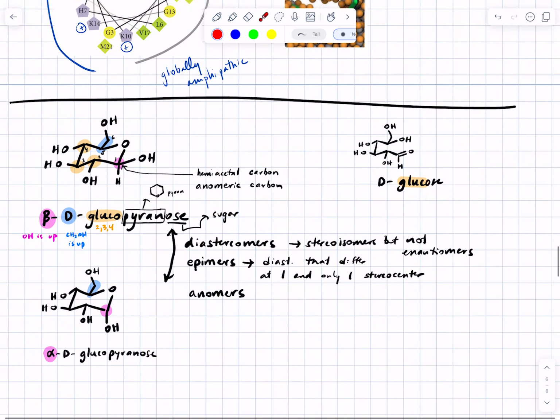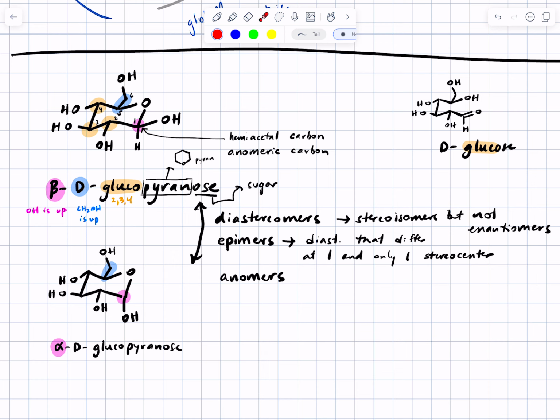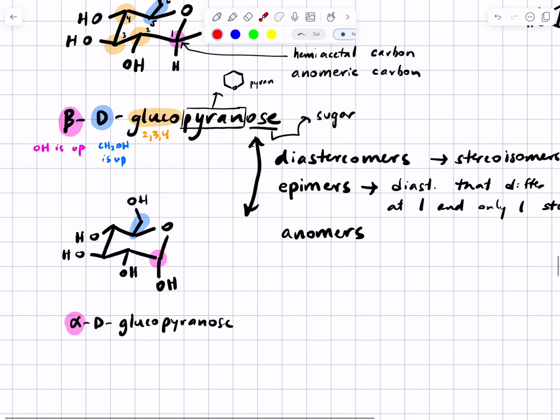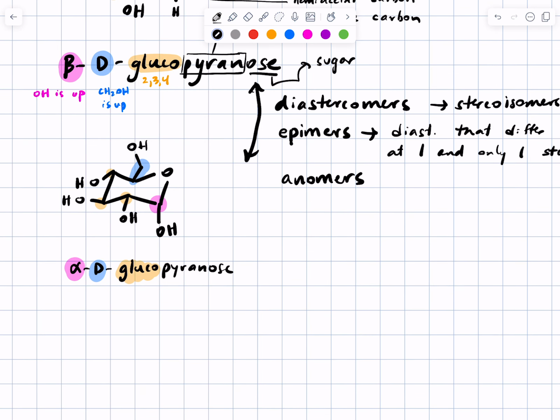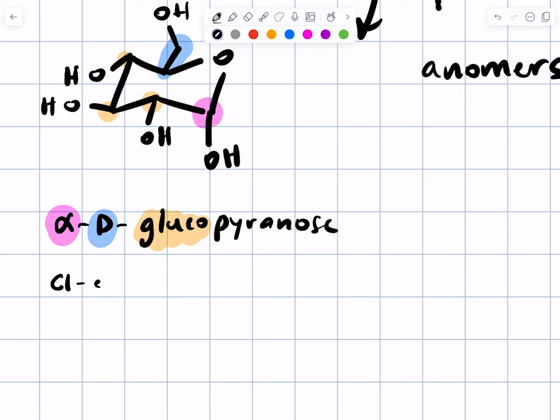Okay, so we've already talked about one possible change. What if the OH on carbon 1 is down axial instead of up equatorial? That's alpha D-glucopyranose. Why is it still D? Because it still has the same configuration on carbon 5. Why is it still gluco? Because it still has the same configuration on carbons 2, 3, and 4. All right? We might say that alpha D-glucopyranose is the C1 epimer of beta D-glucopyranose because it's carbon 1 that is different.